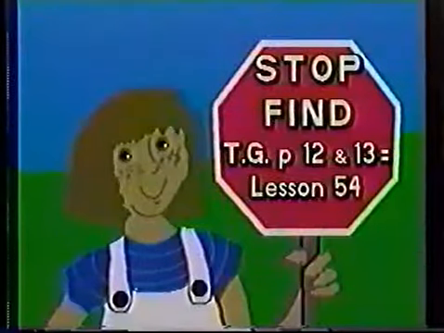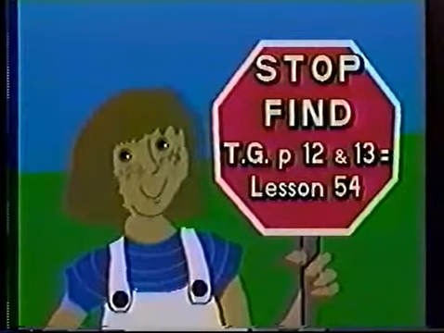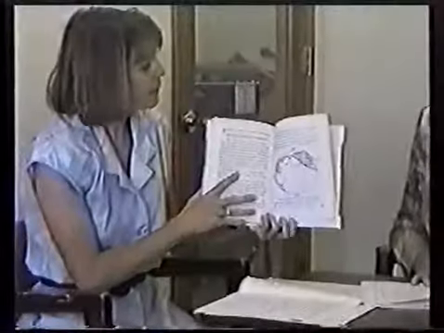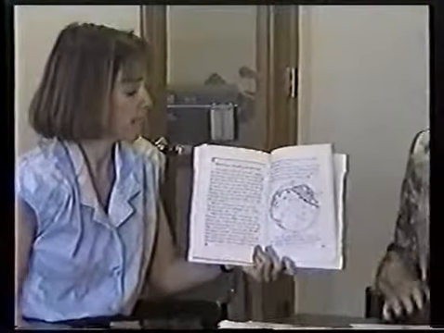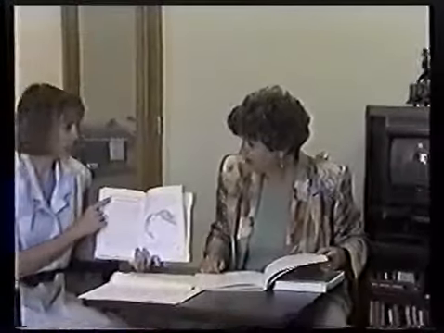Now find pages 12 and 13 in your teacher's guide, which is a copy of the teacher presentation book for Lesson 54. You have a copy of this story on your teacher's guide on page 12, and if you look down at page 12, Part C is where the story reading begins. And the title of the story is Herman Heads for Japan.